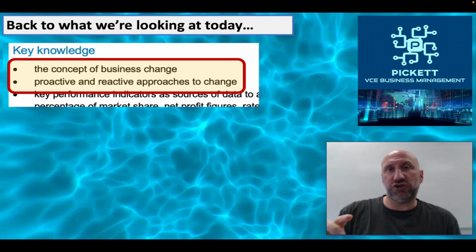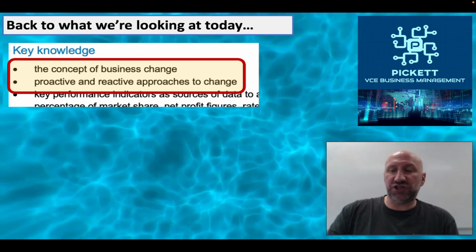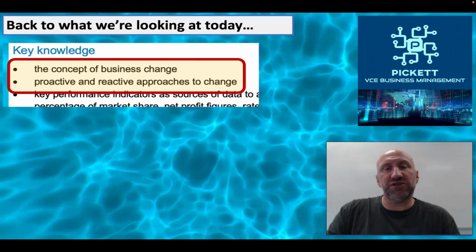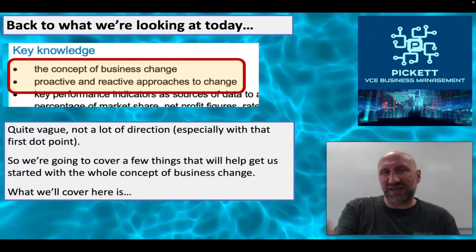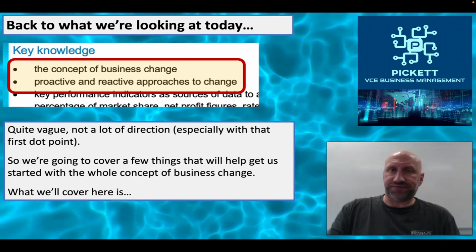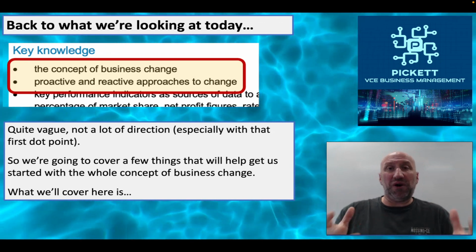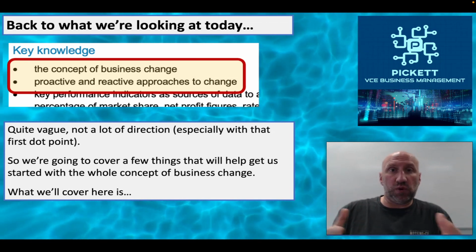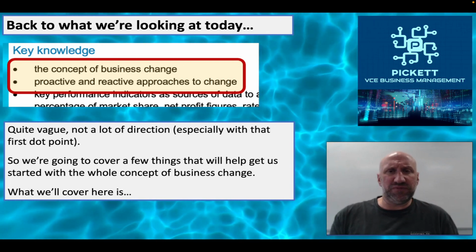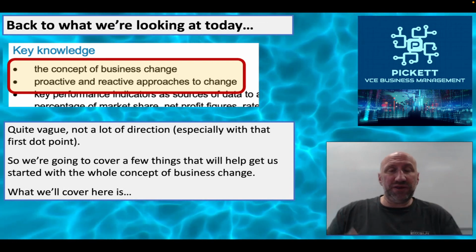Like I said, the first two key knowledge dot points of outcome 1: the concept of business change, and the second dot point, something called proactive and reactive approaches to change, okay? So we combine the two. That second key knowledge dot point is a real quick one, which we'll cover at the end of this video. But the main focus of this video is to get you to understand what business change is and why it happens, really. You can see they're pretty short dot points. VCAA doesn't say much about them. There's no script within them.